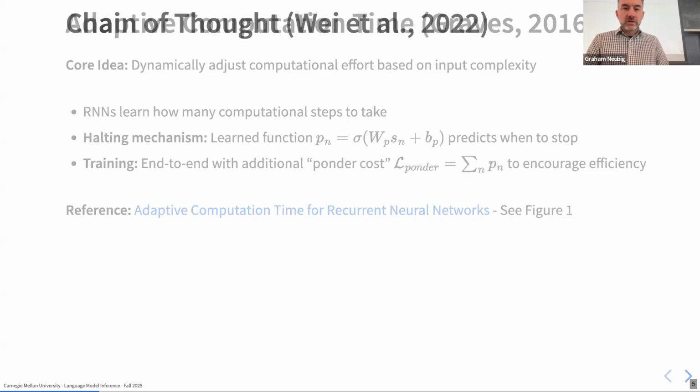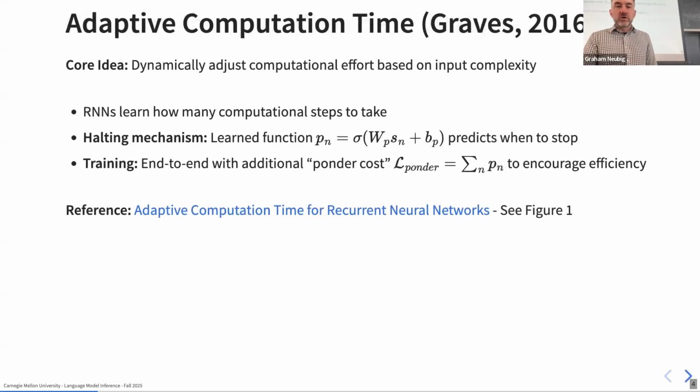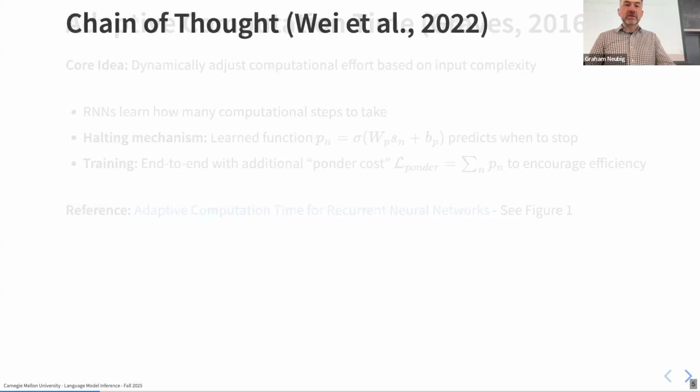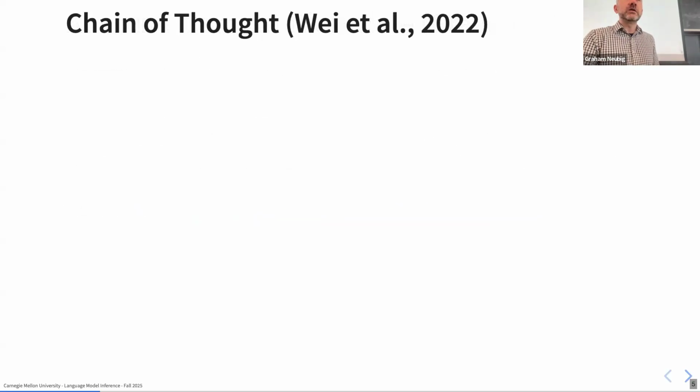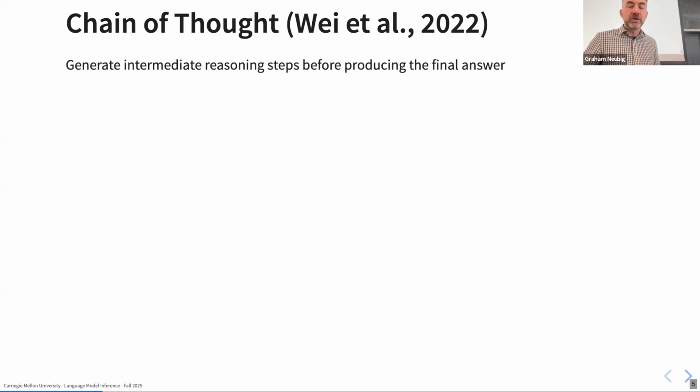So this was a more explicit version of doing adaptive computation time. But the more popular version of it now is, of course, LLMs, because we use LLMs for everything nowadays. And chain of thought prompting is something that came up within LLMs. It's interesting because it's an emergent property of language models and not necessarily something that you need to explicitly bake into the model. The basic idea is that you want to generate intermediate reasoning steps before producing the final answer.